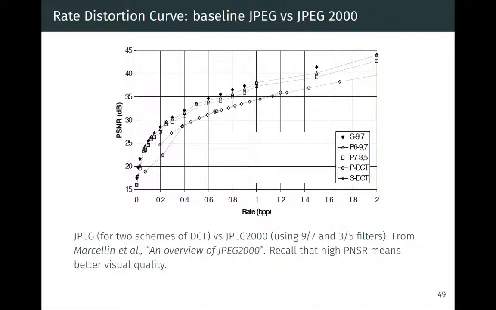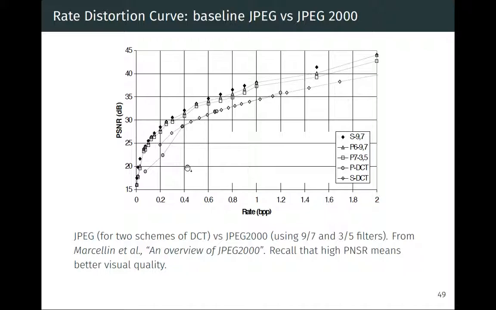This is a graph from an actual paper on JPEG versus JPEG 2000. JPEG is using the 8x8 DCT, okay? And JPEG 2000 proposed two filters, the 9/7 and the 3/5 filters, that you can choose from. Basically JPEG 2000 uses wavelets, and JPEG uses DCT. And this is the same kind of graph.